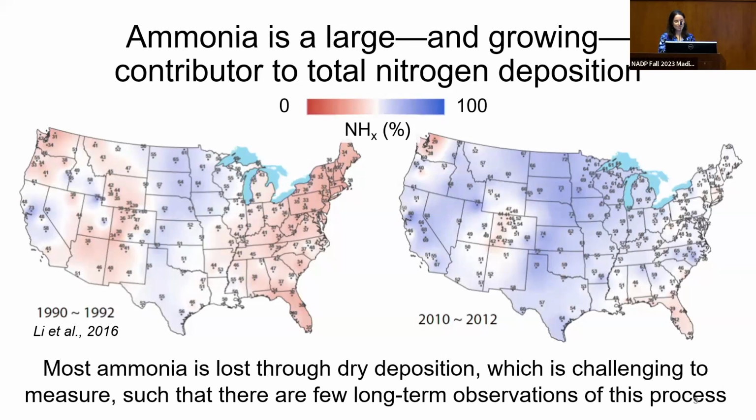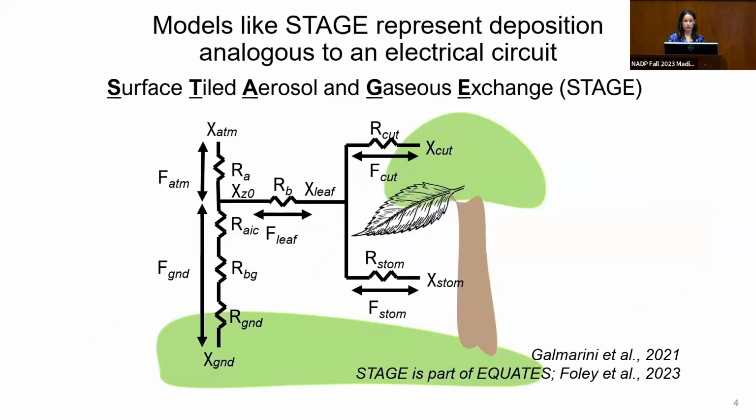So much of the ammonia is lost through dry deposition, which is challenging to measure, such that there are few long-term observations of this process. And so our way of trying to learn a little bit more about it is to use an inferential model. In this case, we're using the Surface-Tiled Aerosol and Gaseous Exchange model, or STAGE, which is a dry deposition option in EPA's CMAQ model. Models like STAGE represent deposition analogous to an electrical circuit, which Lily did a really great job of introducing in her talk.